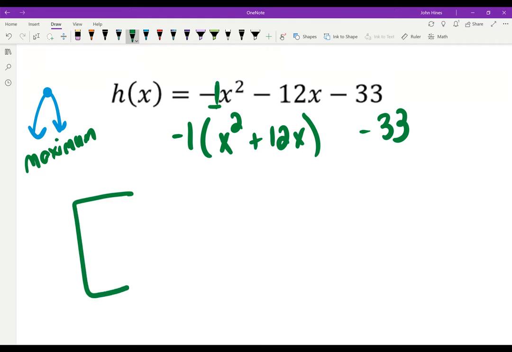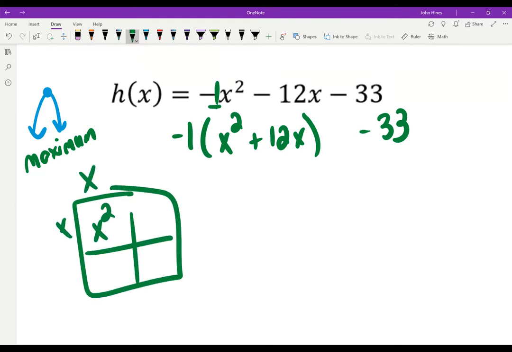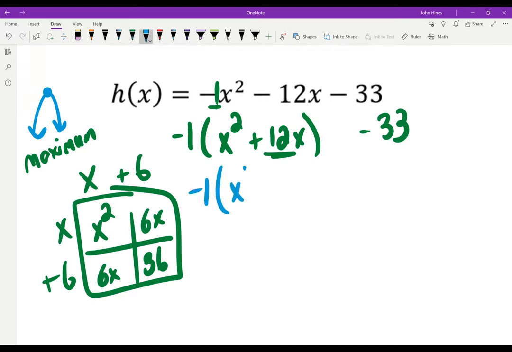It gets in the way of me drawing my box. X squared is x times x. Cut my middle man in half. Slice it in half right there. Chopped it in half to get 6 and 6. Well, 6 times 6 is 36. Pretty sure I learned that in 2nd grade. So -1, x squared plus 12x, magic number of 36.